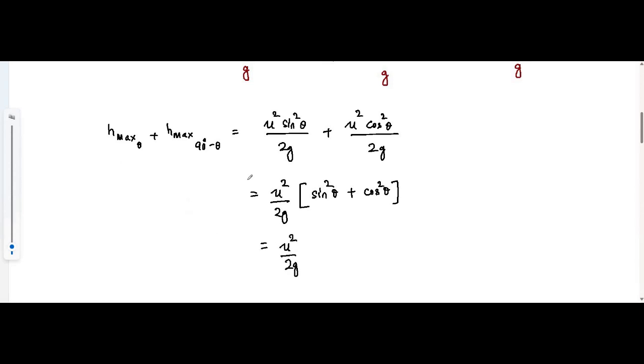Now according to the question, we have to show that the sum of the maximum heights for angles theta and 90 degree minus theta, for which the horizontal range stays the same, is independent of the projection angle. So here there is no theta parameter in the final expression. It is only u square by 2g. No theta is present. So it is independent of the projection angle.